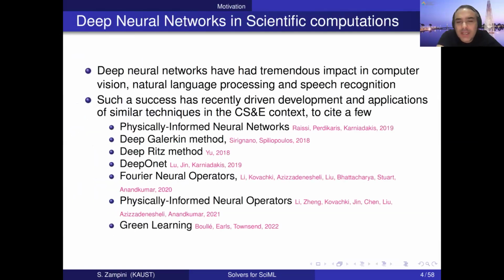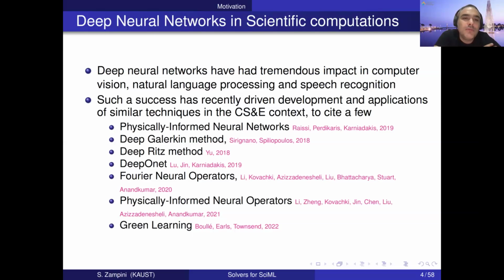So as a motivation, I guess the 23 participants on this call all work more or less on the fruits of the impact that deep neural networks have had on computer vision and natural language processing in the past. And we have been seeing the rise of many computational, data-driven methods that we can now claim are under the umbrella of scientific machine learning. For example, there are physics-informed neural networks that can be used to solve partial differential equations in a data-driven fashion.